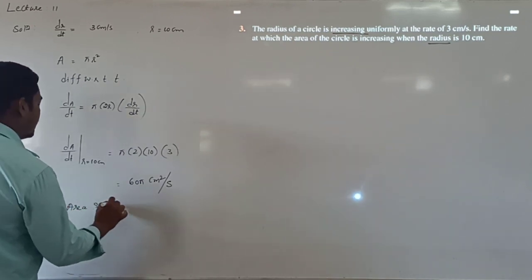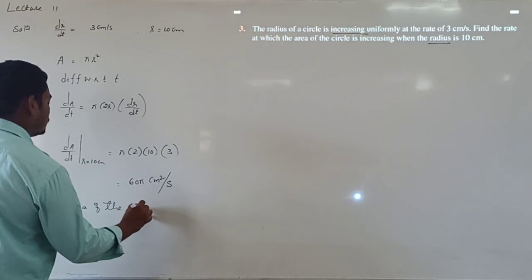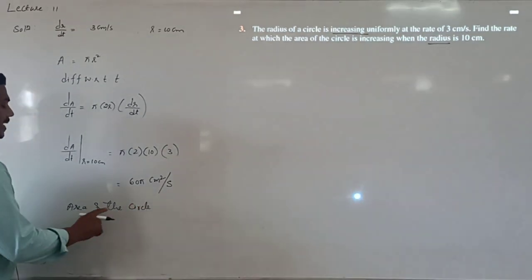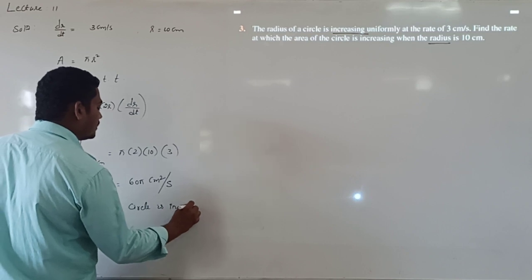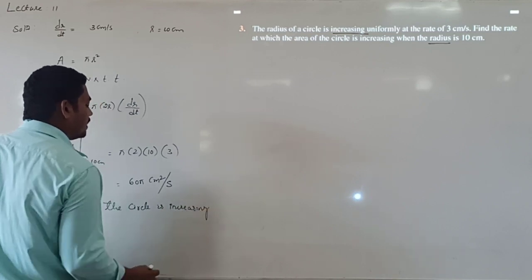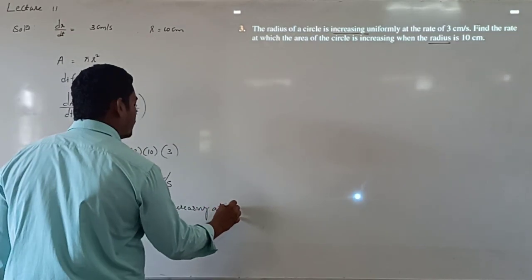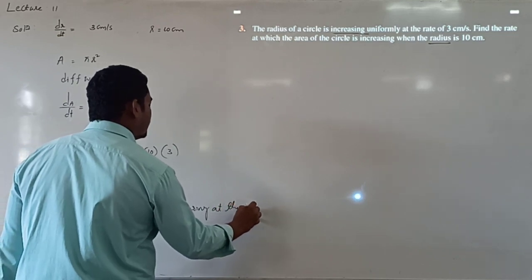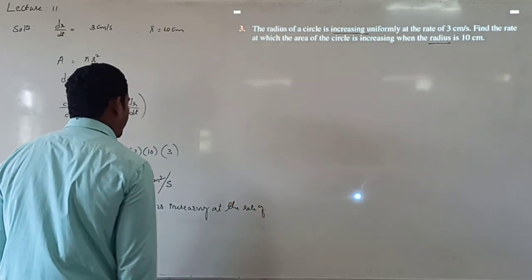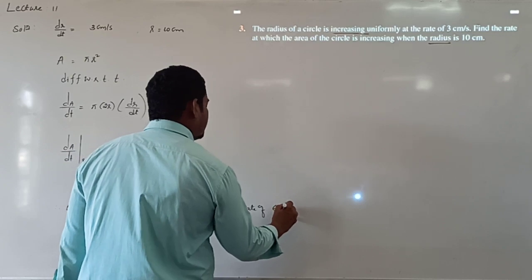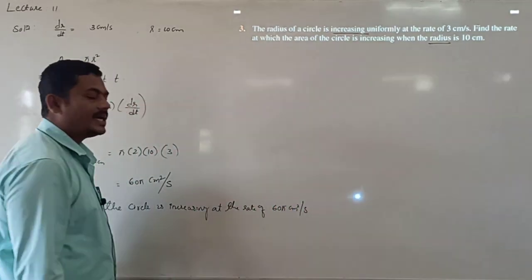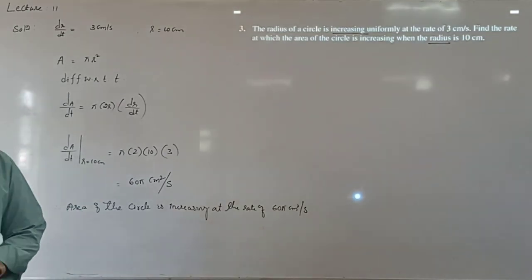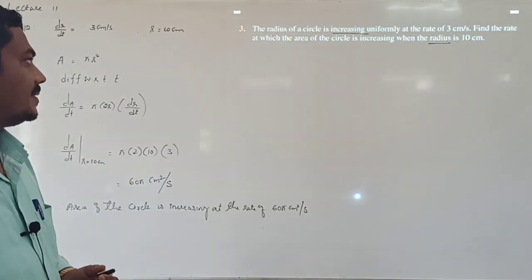Area of the circle is increasing at the rate of 60 pi square centimeter per second. This is our required answer, right? Let's have the next problem.